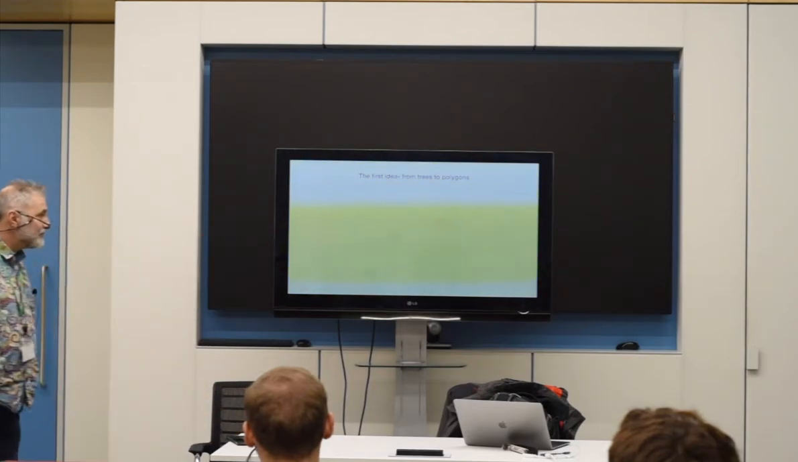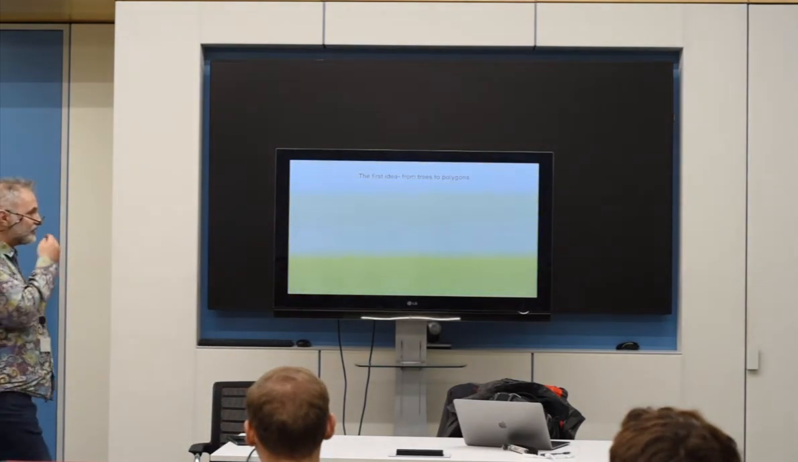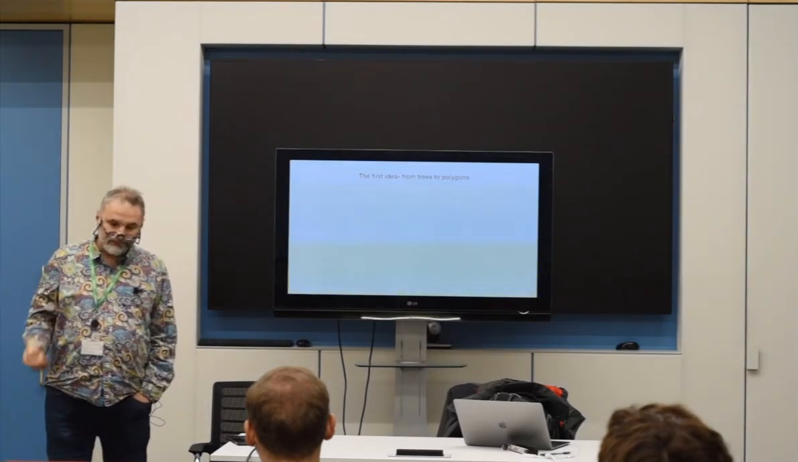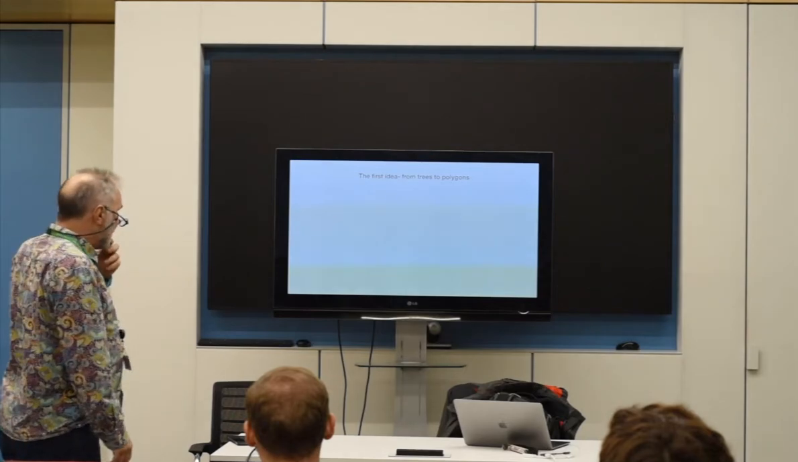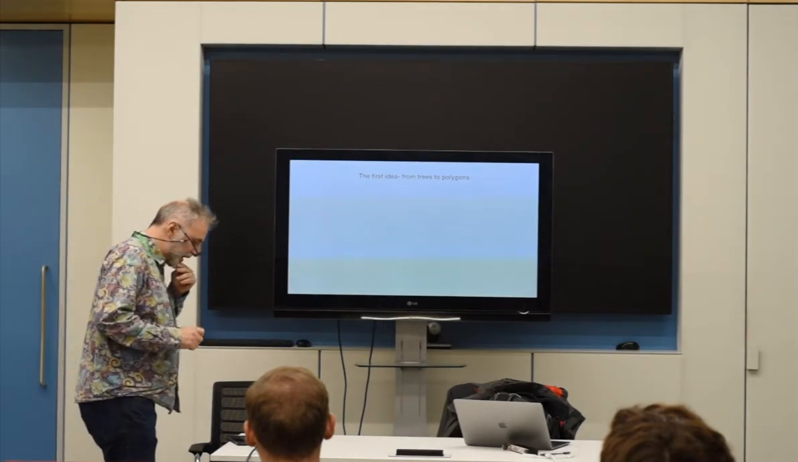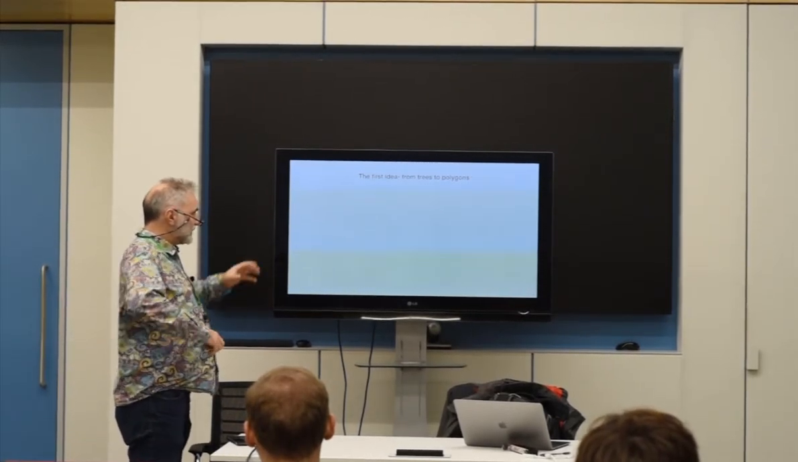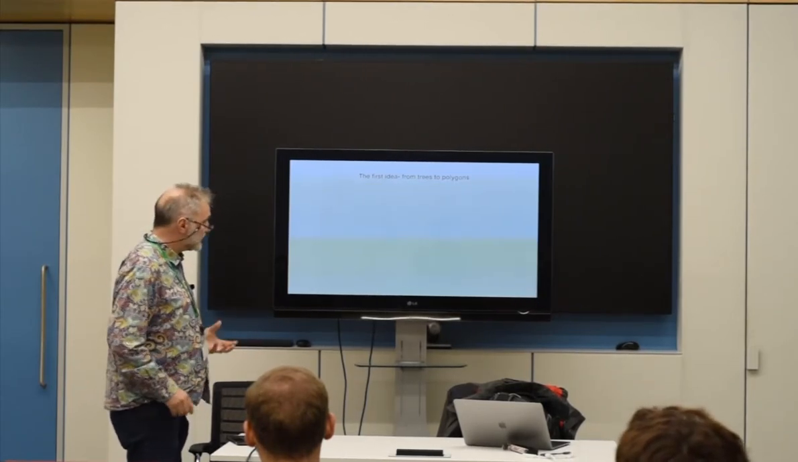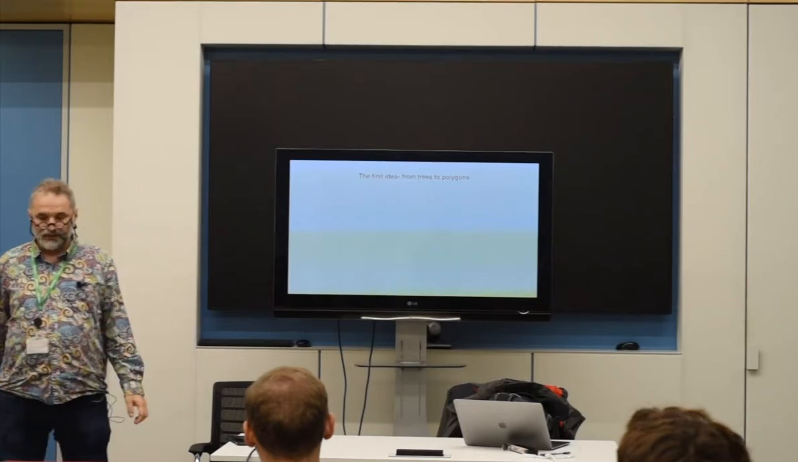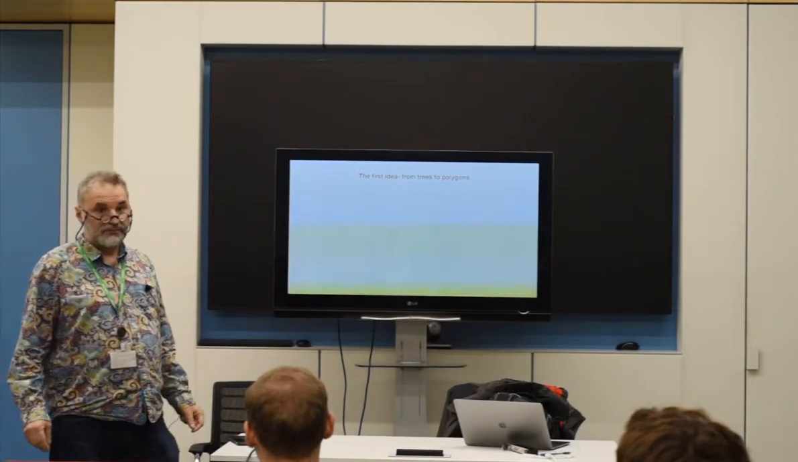So, the first clever idea is going from trees to polygons. And it's an idea that has been done before in various disguises. And this is perhaps the place where I'm going to spend a lot of time, because I want to make sure that this is clear, because a lot of what follows is based on this idea.